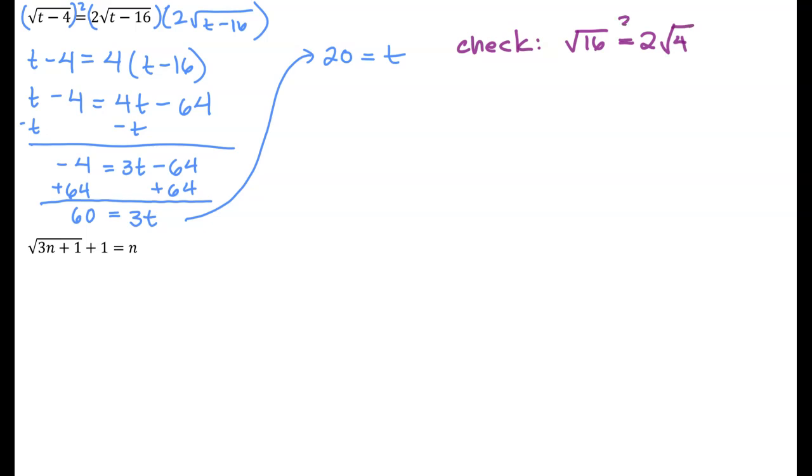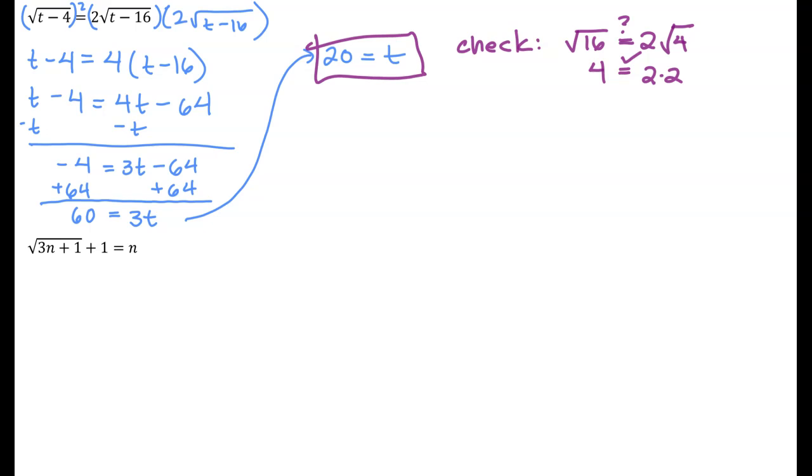The square root of 16 is 4, the square root of 4 is 2, so we're asking, does 4 equal 2 times 2? And the answer is yes. So this is a good solution, we'll keep it. T equals 20 is the answer this time. Okay. One more in this video.